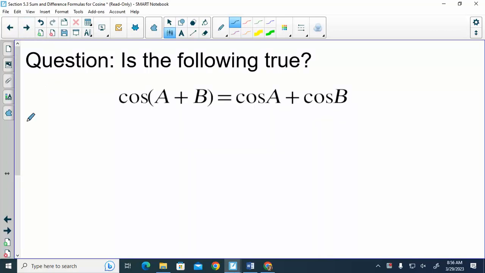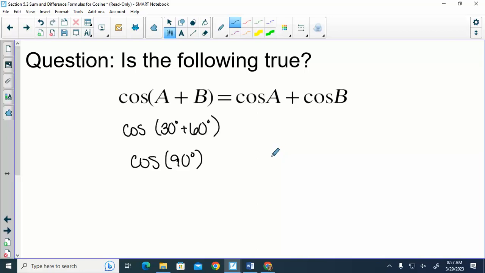So my first question is, is this true? Cosine of A plus B, is that the same as cosine A plus cosine B? I mean, it's like the distributive property. Does that work here? To figure that out, let's try an A and a B. Let's say I did 30 degrees plus 60 degrees. What is 30 plus 60?